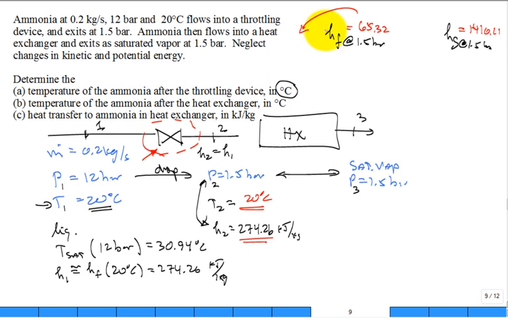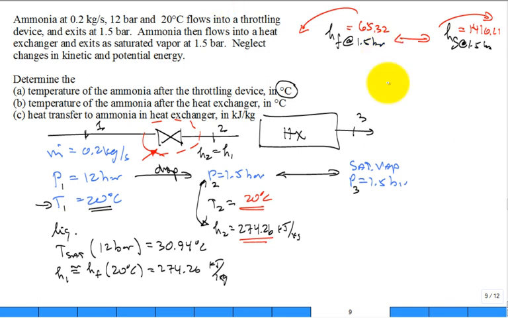Is 274 less than H of F? If it was, it's subcooled liquid. Is it greater than H of G? If it is, it's superheated vapor. If it's in between, what is it? If it's in between the H of F and H of G, it's two-phase liquid vapor. There's a given quality for it.